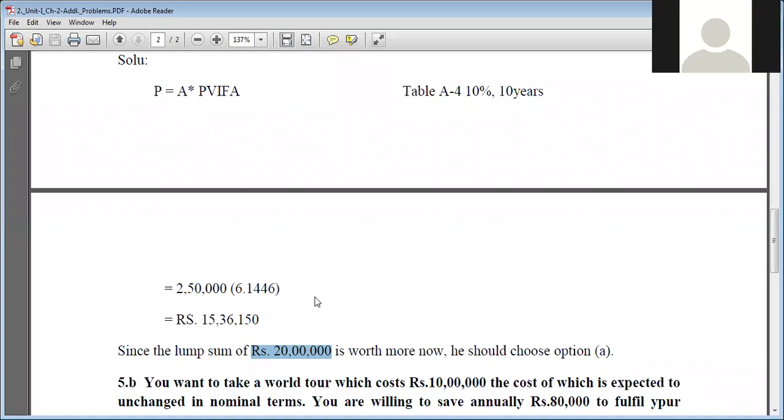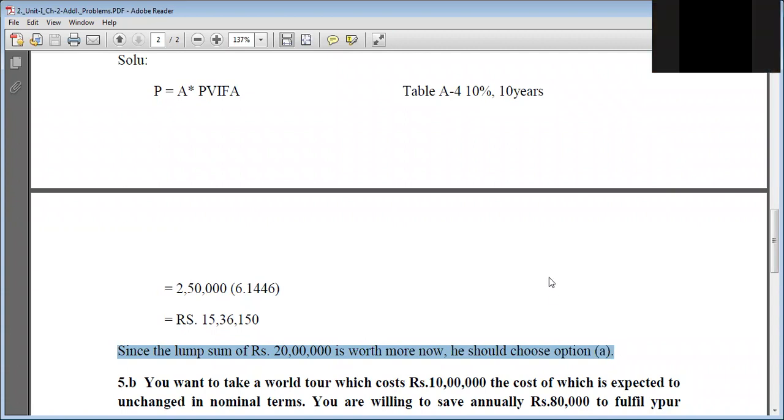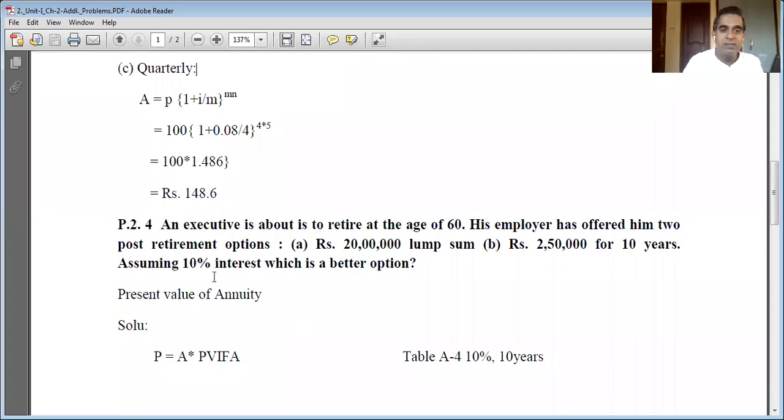Yeah, it is quite obvious, as I said. So option A, 20 lakh rupees, is greater than option B, 15,36,150 rupees. In the examination, you need to complete your answer with this sentence. Otherwise, you will lose half or 1 mark. Because they asked you a question. So what is the question? They say, assuming 10% interest, which option is better?